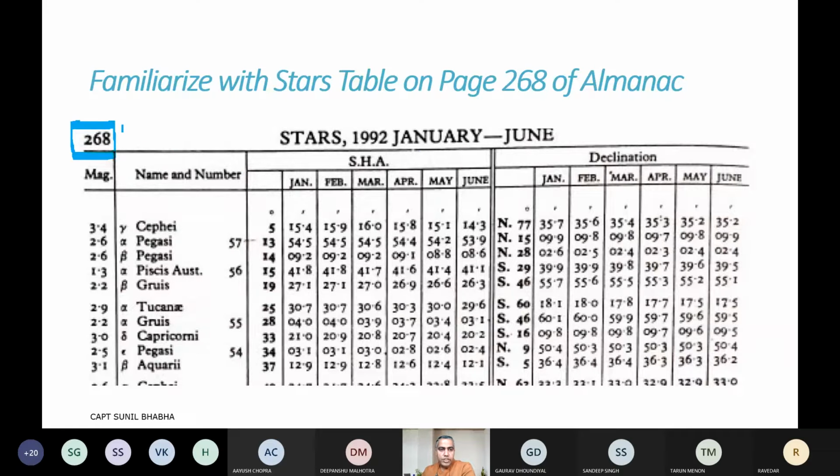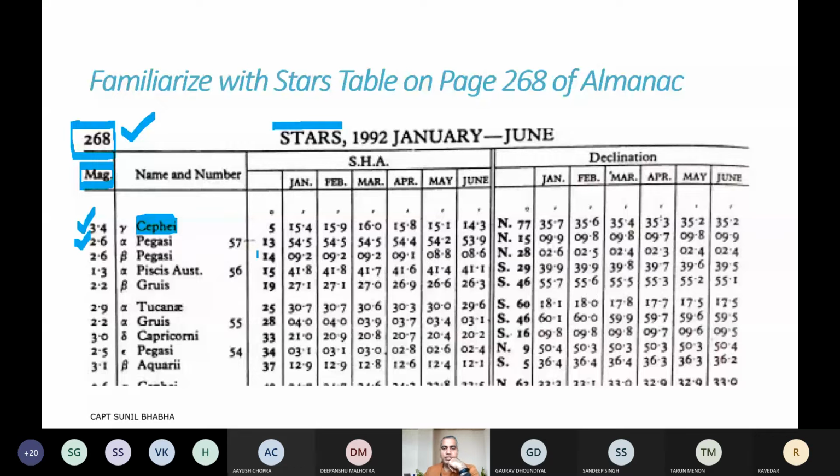Now, this table given on page 268 is basically the stars table, and the first thing which it gives is the magnitude of the star. So you can see this number written. First star number is 3.4, the second one is 2.6. This is the magnitude or the stellar magnitude of the star. Then you have the name of the star, like say for example, the first star which is there is Cephei.